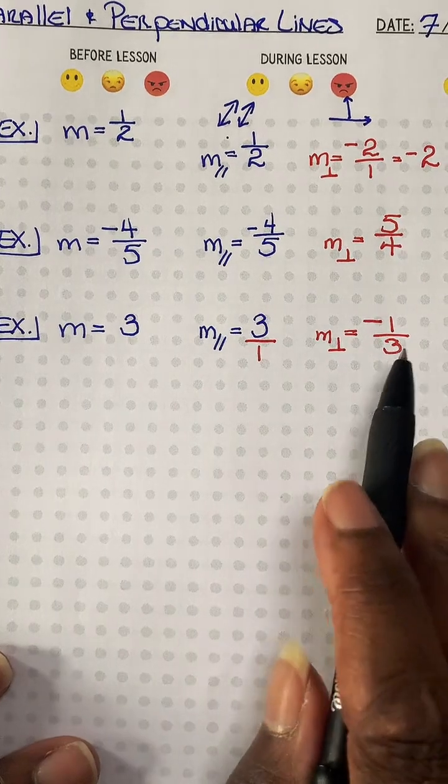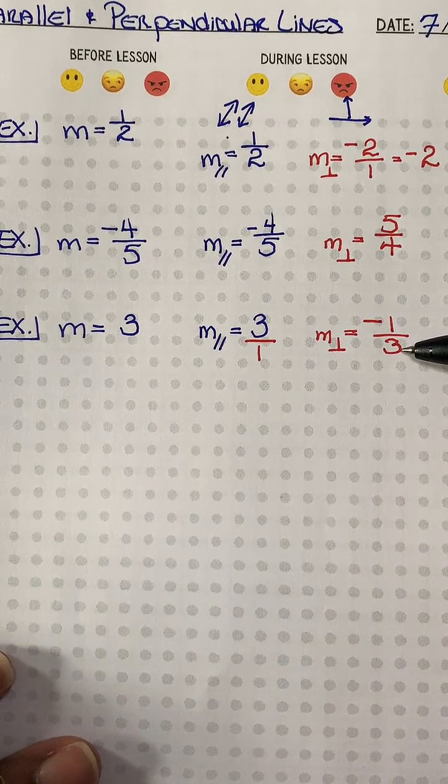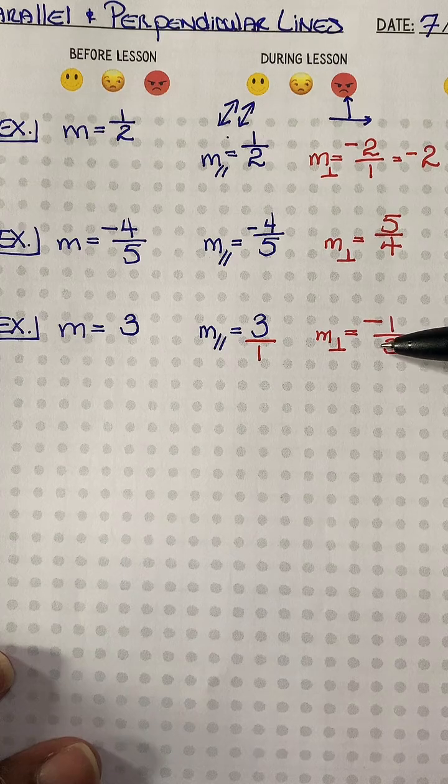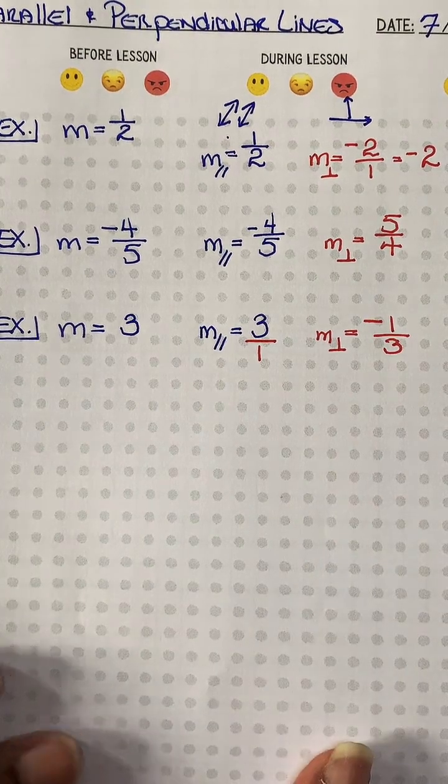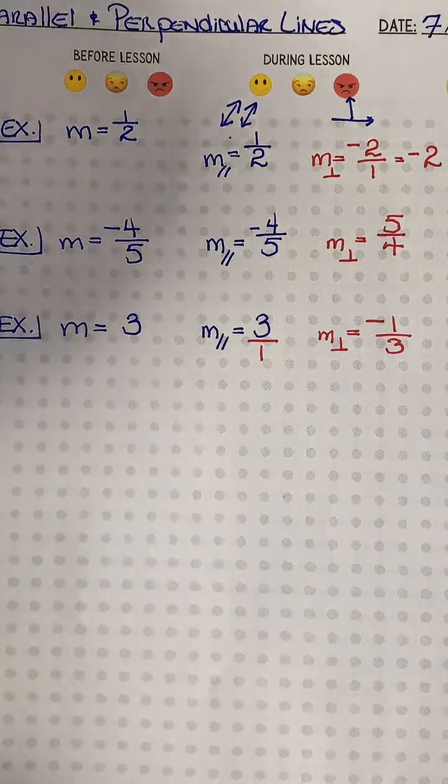Now, when you're dealing with the negative slope, remember, it's one or the other that's going to be negative. Both of them are not going to be negative. Because remember, if you have a negative divided by a negative, that will give you a positive. All right? Okay.